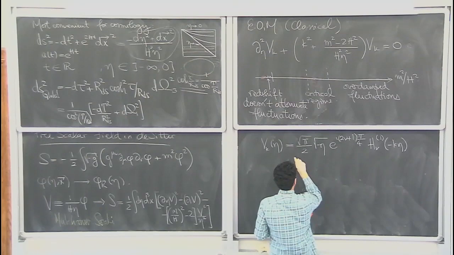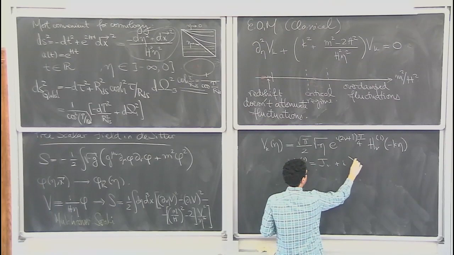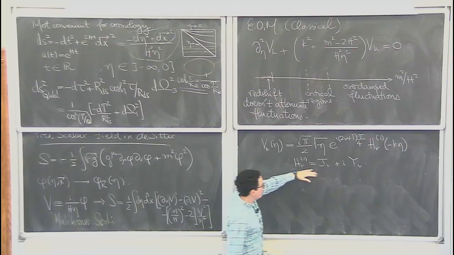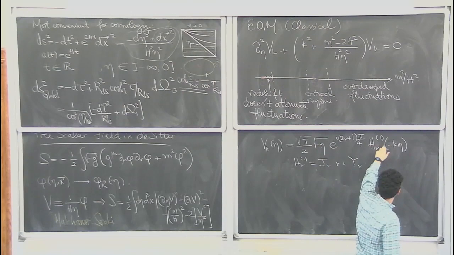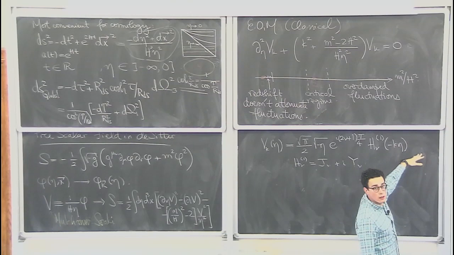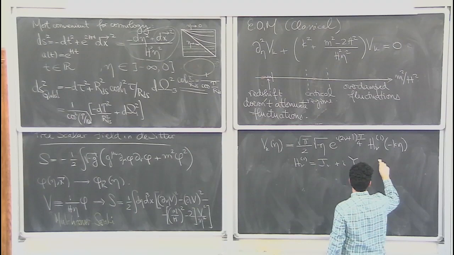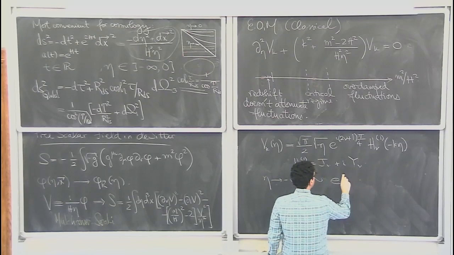So H_nu^(1) is like the standard Bessel function plus the modified Bessel function. So it has the nice property that if I send eta to minus infinity, so I send this argument to plus infinity, it behaves like a single frequency oscillator. Okay? So I'm picking this Hankel function such that at early times, as eta goes to minus infinity, it behaves like e to the minus i k eta.